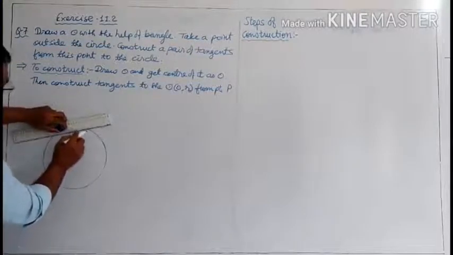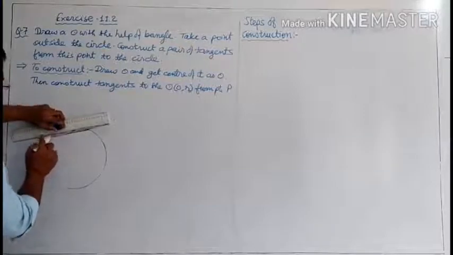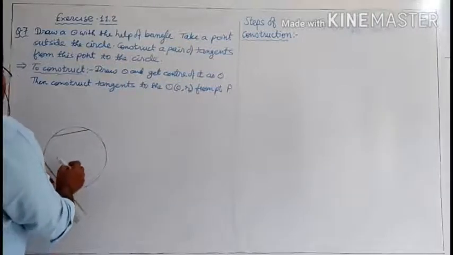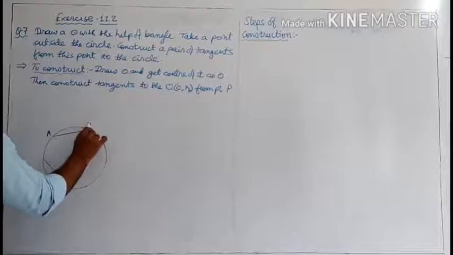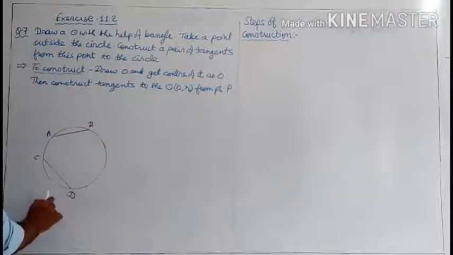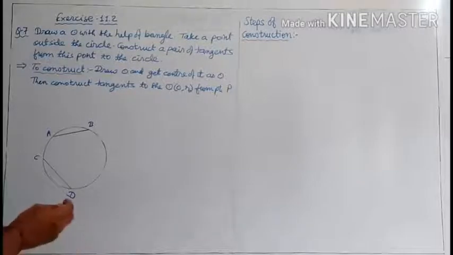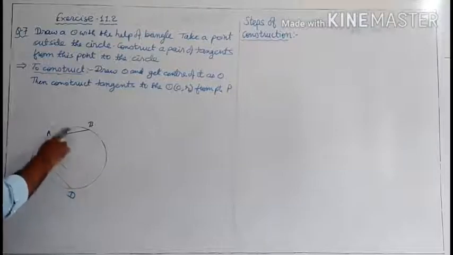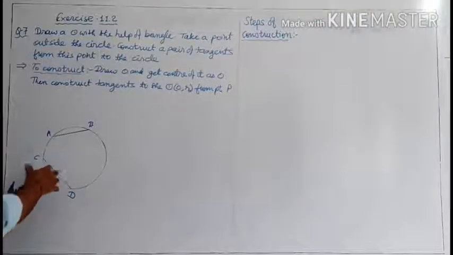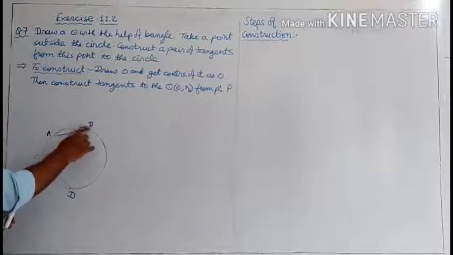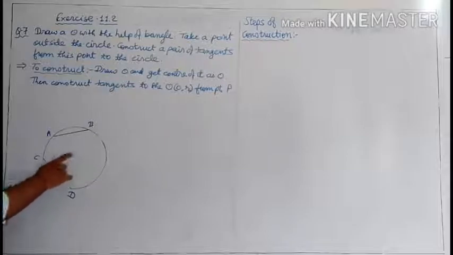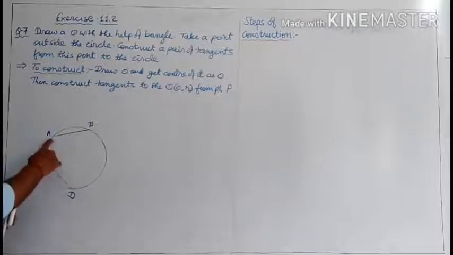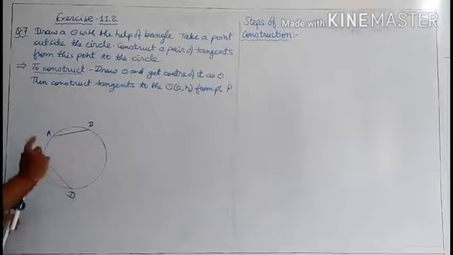Here, suppose AB and CD are the two non-parallel chords. If we draw the perpendicular bisectors to these non-parallel chords, they meet at a point, and that is called the center of the circle. A and B are equidistant from that point, and C and D are also equidistant from it. It means you get a point equidistant from A, B, C, D. That means it is the center of the circle.